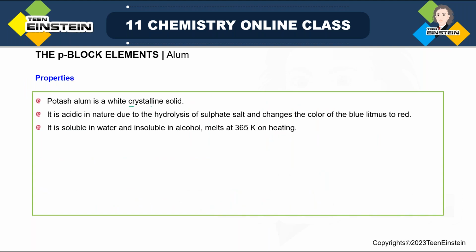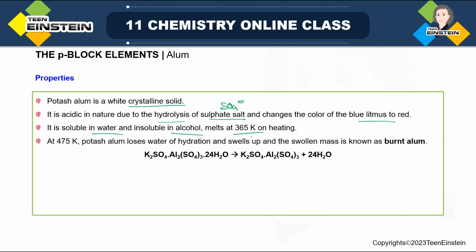Properties. It is a white crystalline solid, you have already seen its picture. Now it is acidic in nature. Why? Because when it undergoes hydrolysis, we know there is already the presence of SO4 2 minus, so in the presence of water it can form sulfuric acid. That is why it will have some acidic nature, and its acidic nature is also proved by the color change of blue litmus to red. It is soluble in water, but not in alcohol. It melts at 365 Kelvin on heating.